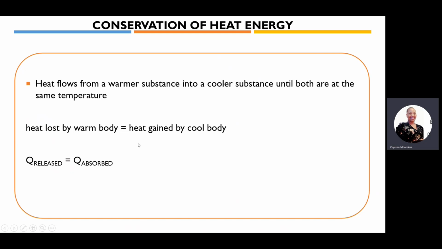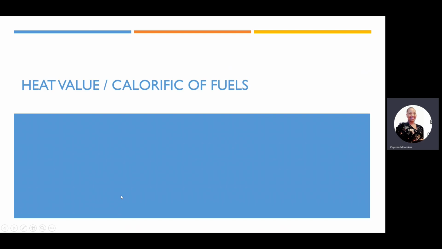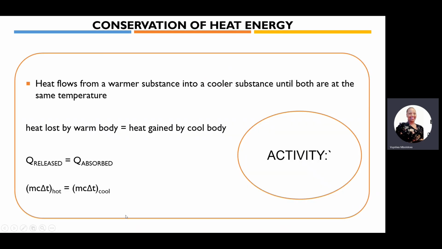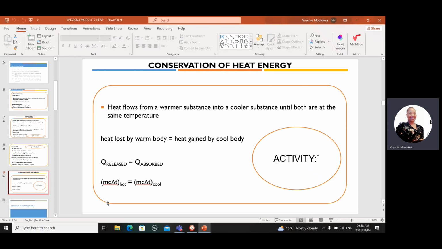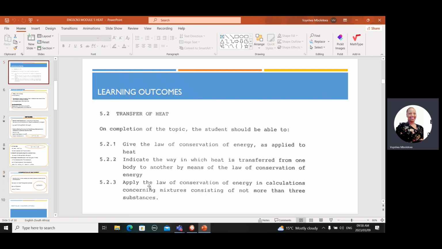If they say there are no heat losses, it means the amount that is released is the same as the amount that is absorbed. So the MC delta T of the hot substance will be the same as the MC delta T of the cool substance. Okay, so mostly at N3, you will be given 2 or 3 substances. The syllabus does mention here that you can expect to apply the law of conservation of energy in calculations concerning mixtures consisting of not more than 3 substances. Okay, so it can be 2 or 3 substances.